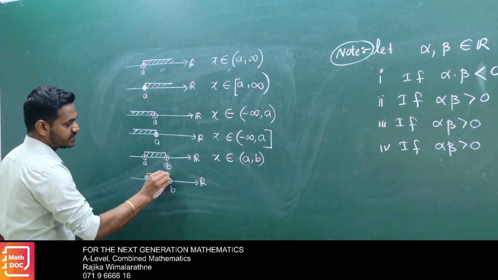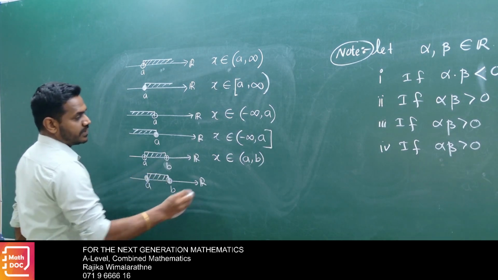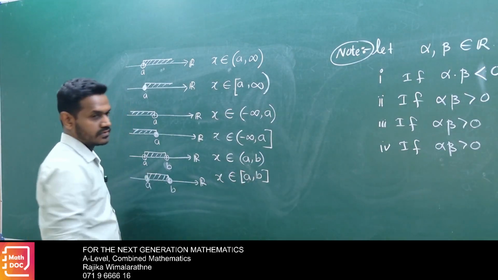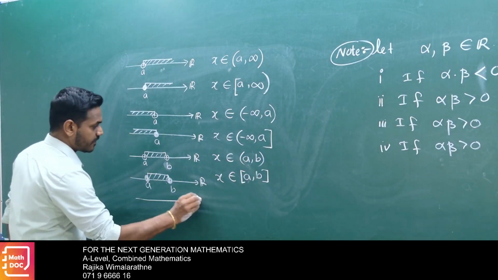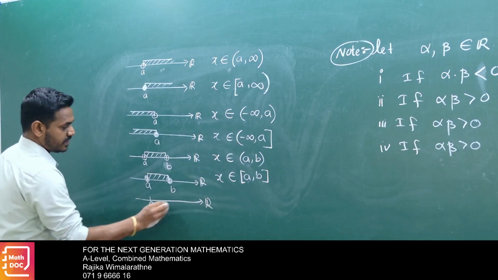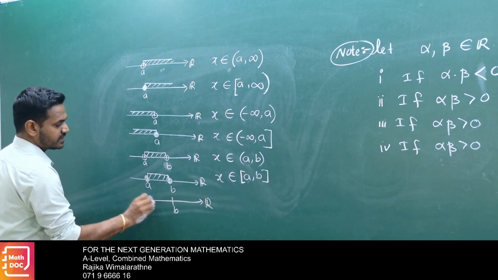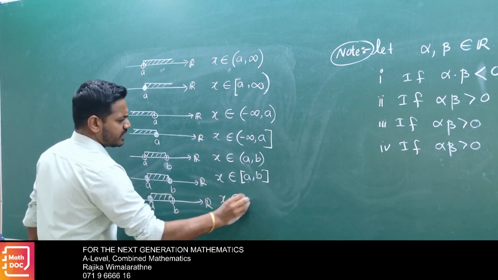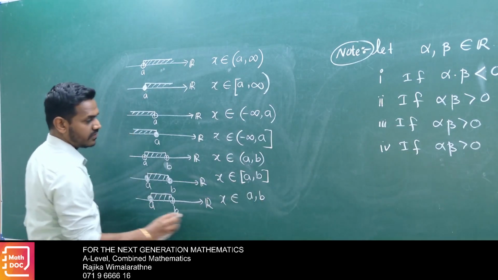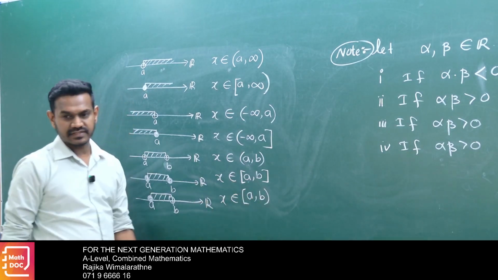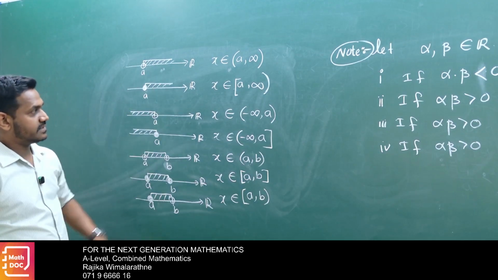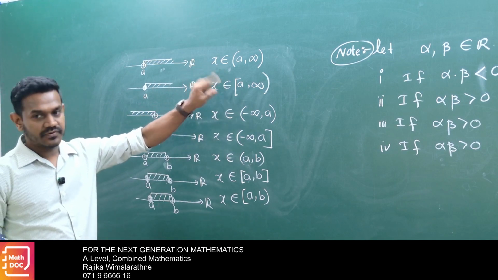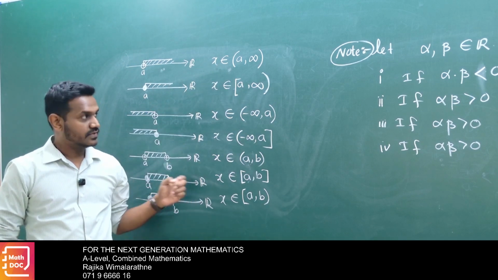These are some set notations. Then both open. A, B, closed. Here A, B, here one side open. Then X, A closed, B open. Likewise, we can represent. Here set notations, the way of representing those types of regions. Just note them.